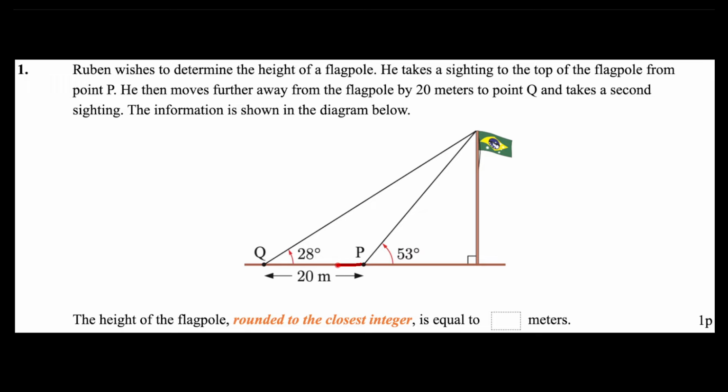As you see, he moves here 20 meters to the left in this picture and reaches Q, and takes a second sighting. Of course, this new angle is smaller and 28 degrees. The information is shown in the diagram below. The height of the flagpole rounded to the closest integer is equal to, so you are supposed to find it and put the number here.